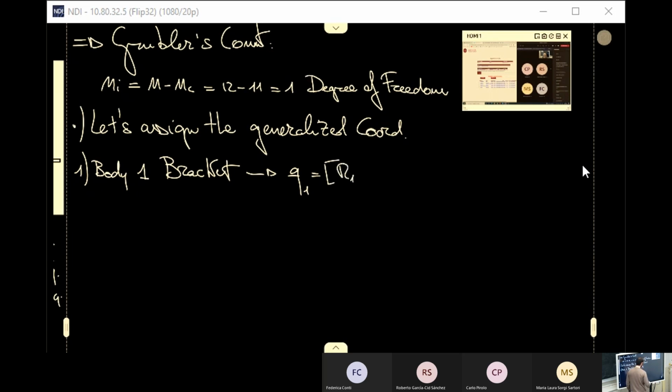It's going to be R1, R2, and theta 1. So these are the components, but again, it's for body 1. As you know, the superscript defines the body. The subscript is the component. Of course, the angle doesn't have a component, so it has no subscript.